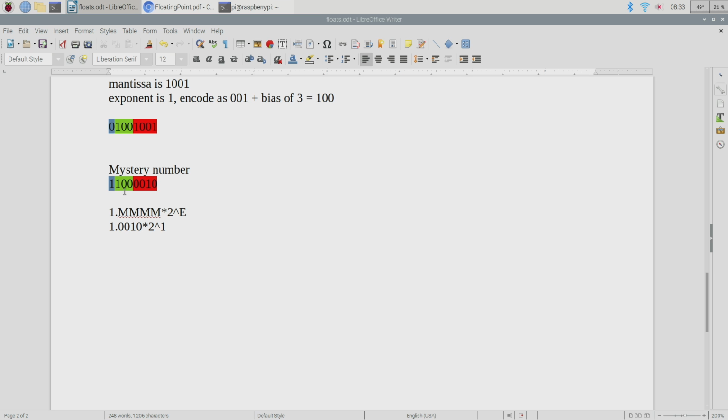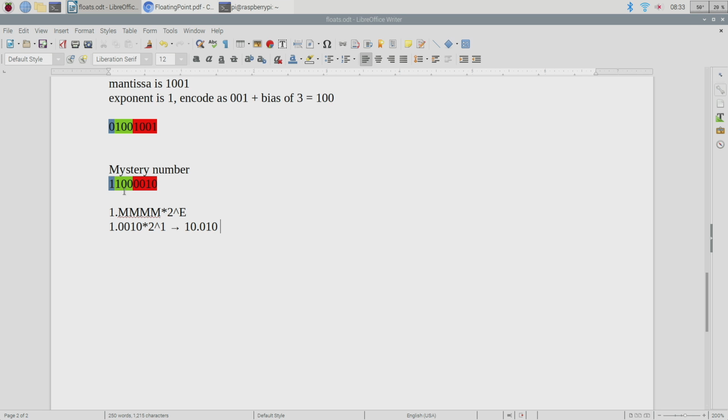Now we just have to figure out what all this means. Times 2 to the first means I need to move my radix how many positions and in which direction? 1 to the right. So now my number is this, and we just have to go through and do the place value.